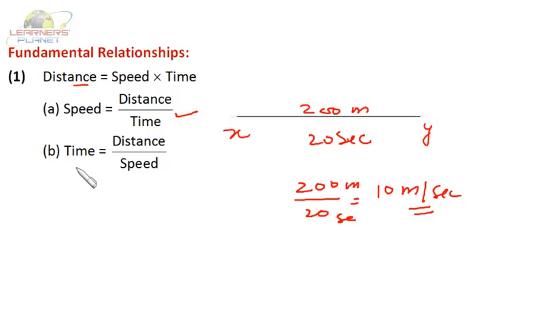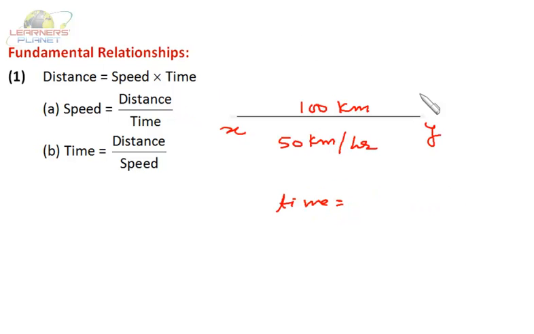Now let's take the concept of time. Suppose the distance between these 2 points or places is 100 kilometer and our speed is 50 kilometer per hour. Then how much time will we take to cover this distance? Every hour we are moving 50 kilometers. That means to move 100 kilometers we need 2 hours. So what is the time? It's 2 hours.